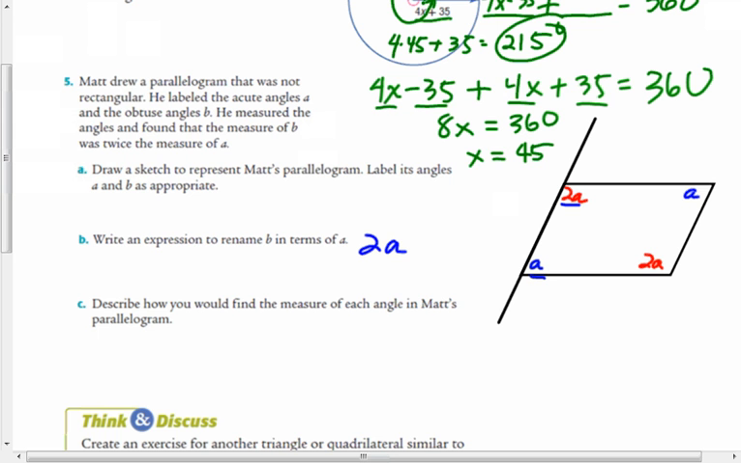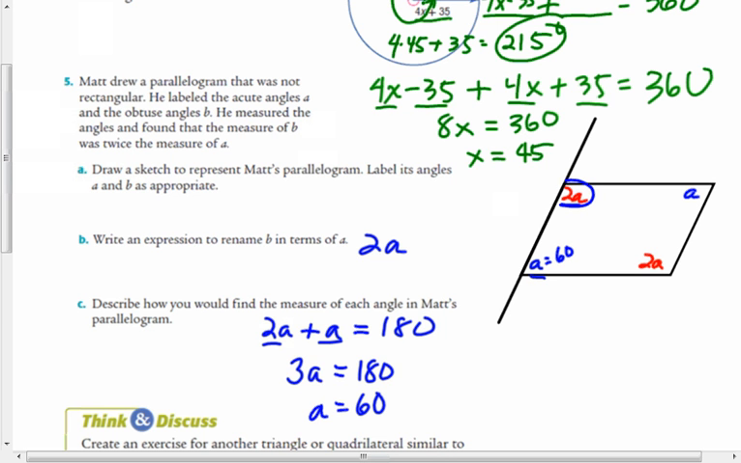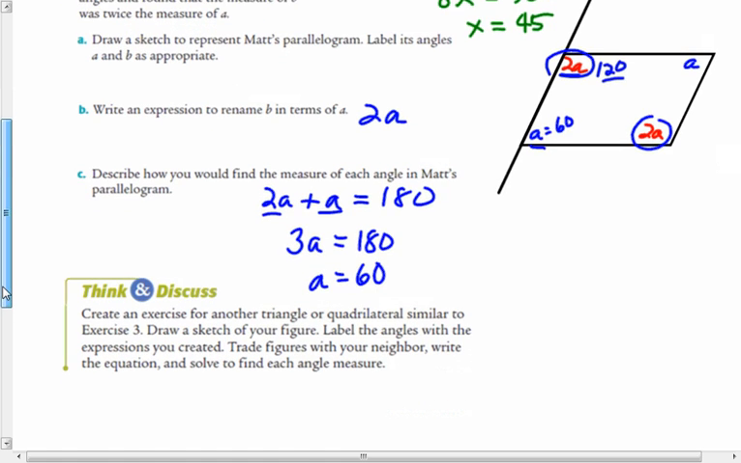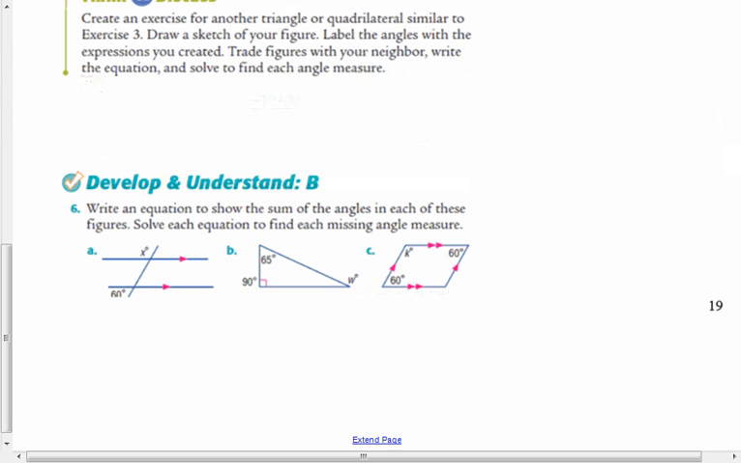That's a 2A. So we can do 2A plus A equals 180. And 2A plus 1A, those are like terms, so we can combine those. We get 3A equals 180. So 3 times A is 180, so A must be 180 divided by 3, which is 60. So A is 60 degrees. And this angle here is twice as big, so that has to be 2 times 60, which is 120. And these A's are the same, and these two angles here would be the same also. So we found those angles using expressions to represent equations.